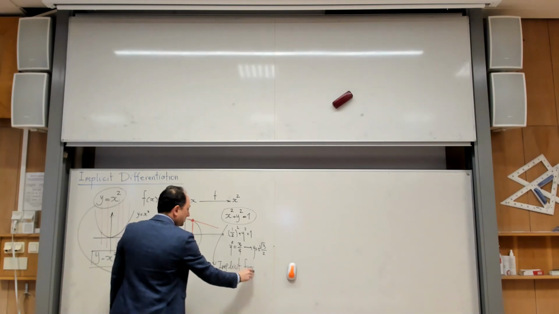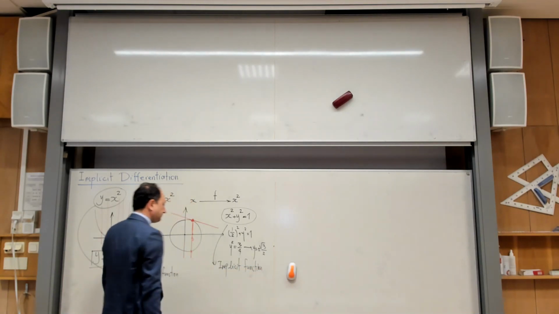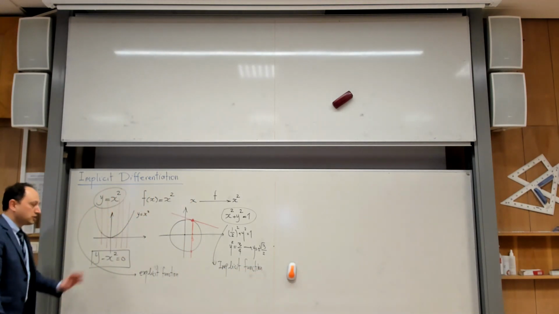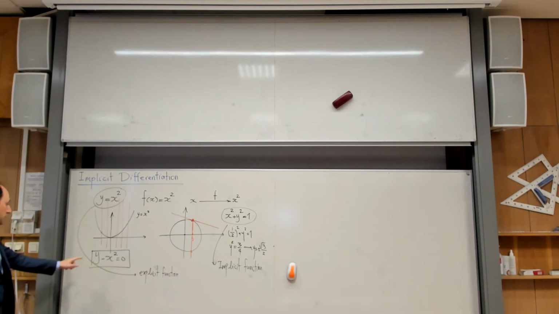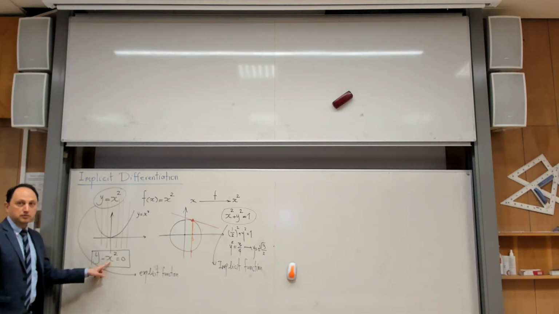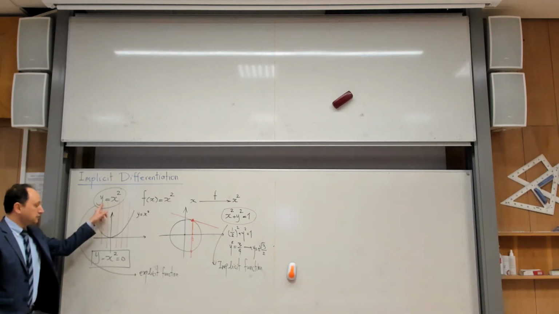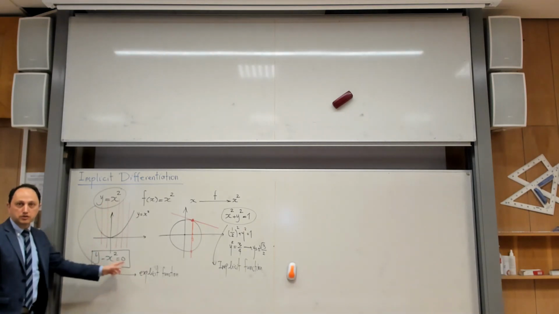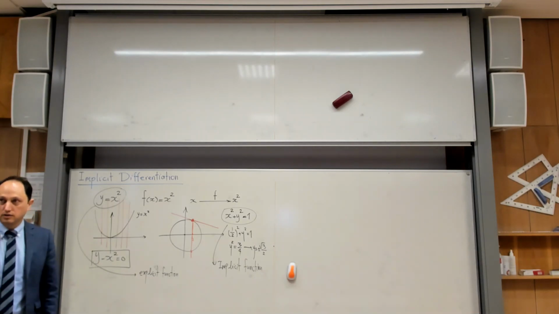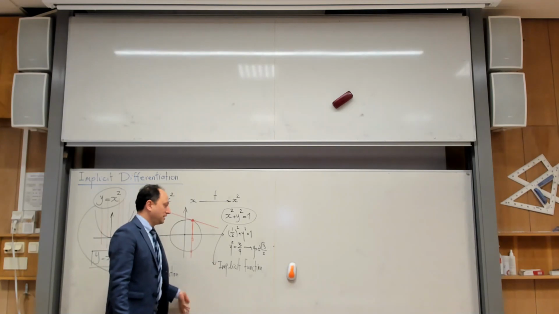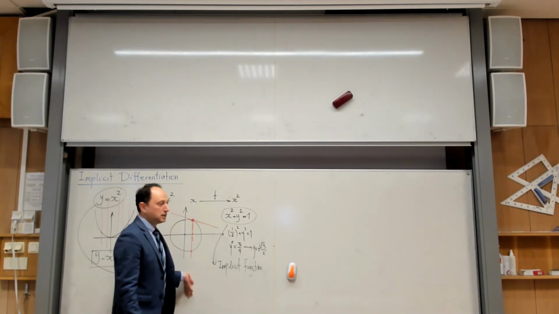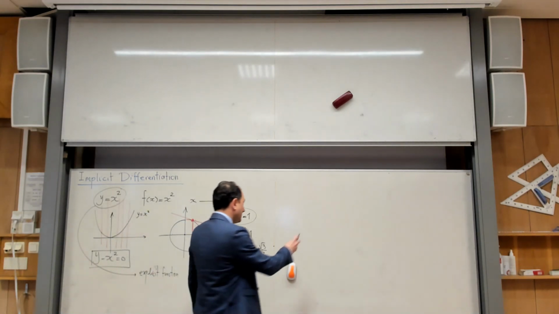So implicit function means what? I have a mixture of x and y. y is not expressed in terms of x. Yes? For example, this one is also implicit. But this can be turned into the explicit form immediately by moving x squared to the right. Yes? But can I write this implicit function in the form of an explicit function? In this case, yes.